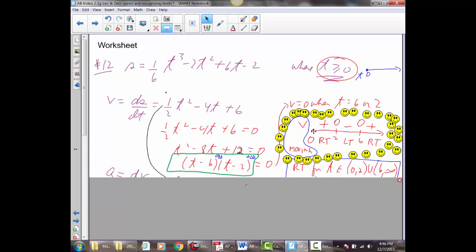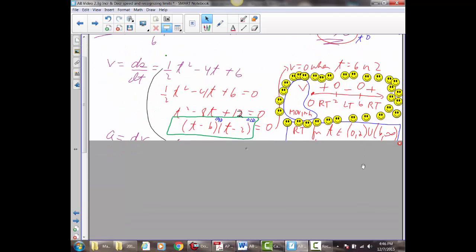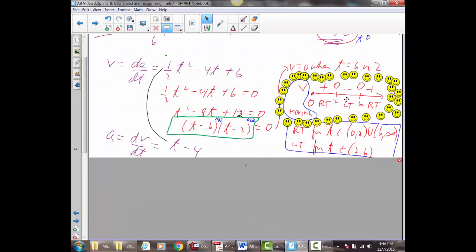So the object is moving right between 0 and 2 seconds, and from 6 seconds onwards, and moving to the left between 2 and 6 seconds. Okay, then they want to know when the velocity is increasing or decreasing, and that'll depend on whether the acceleration is positive or negative.